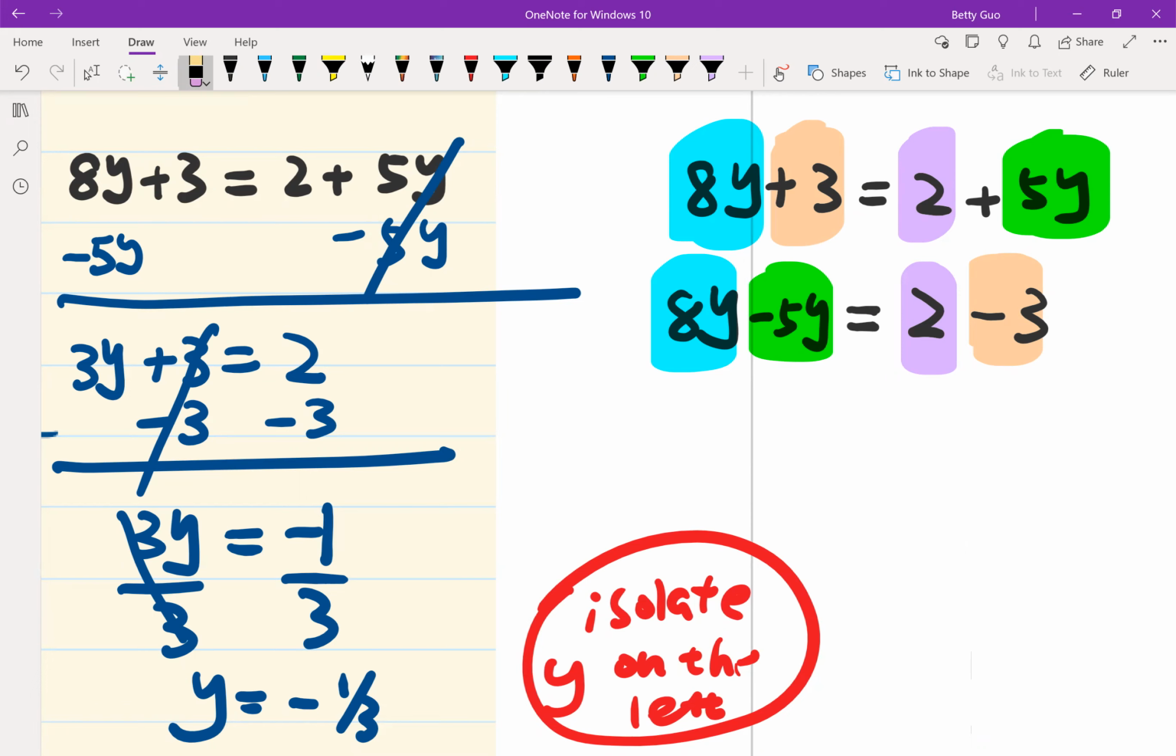Those 2 are like terms on the same side. These 2 are like terms on the same side, right? We cannot combine like terms if they are on different sides. We have to put them together in order to combine them. Now we are ready to combine them.